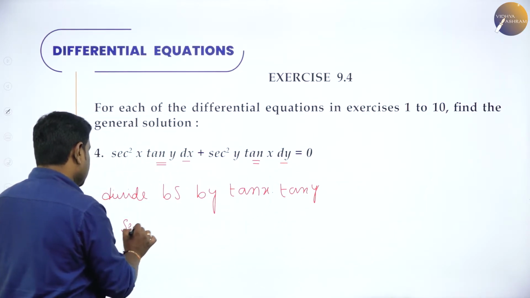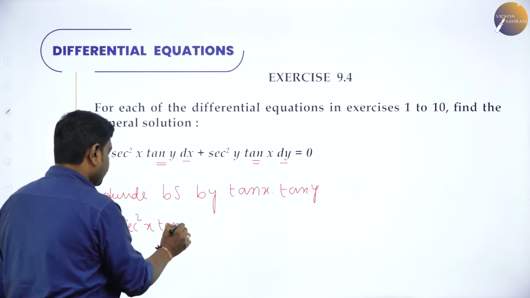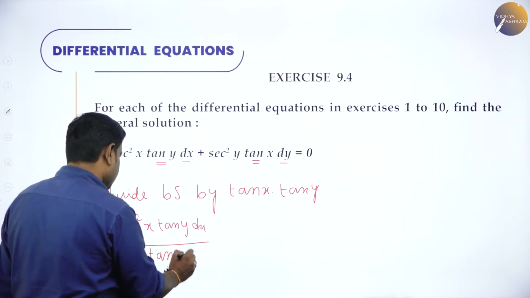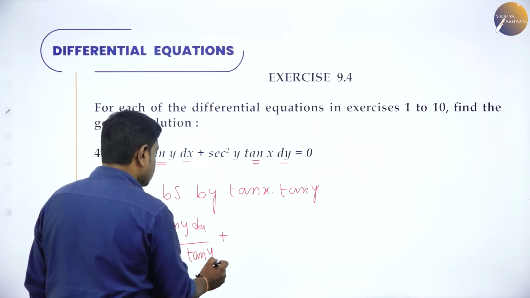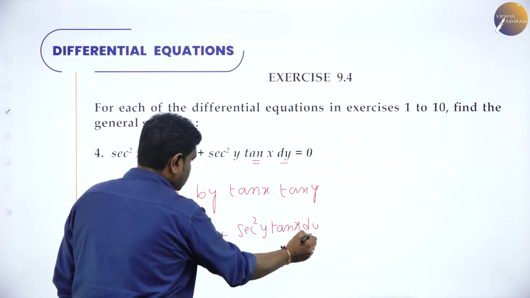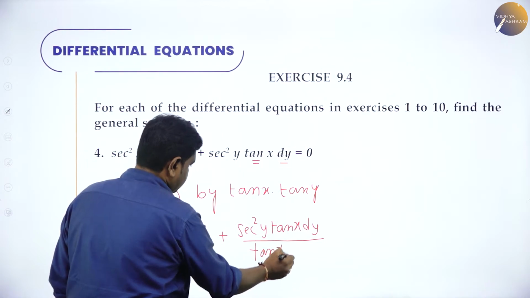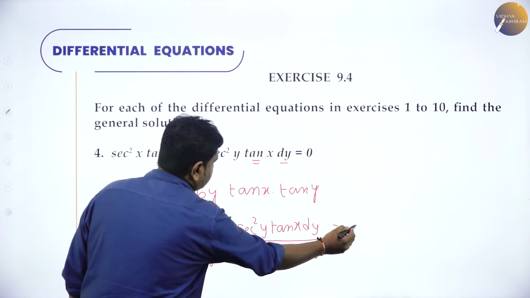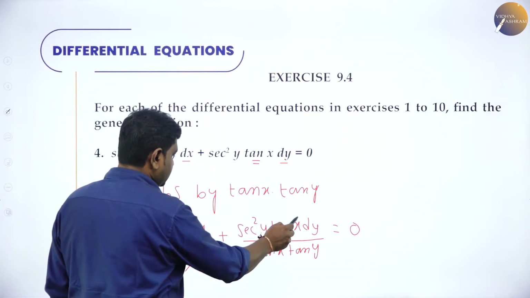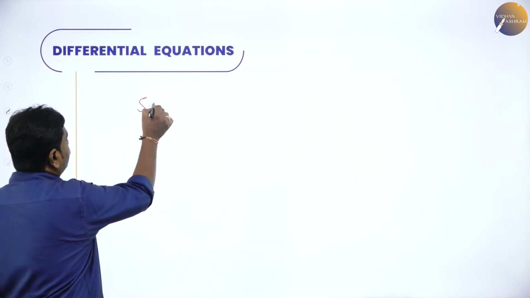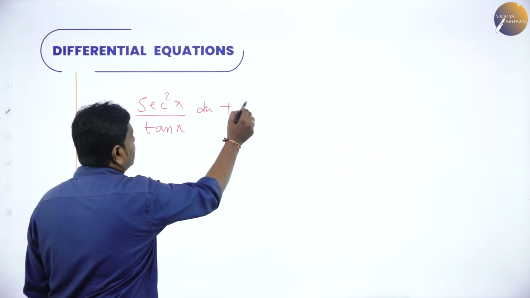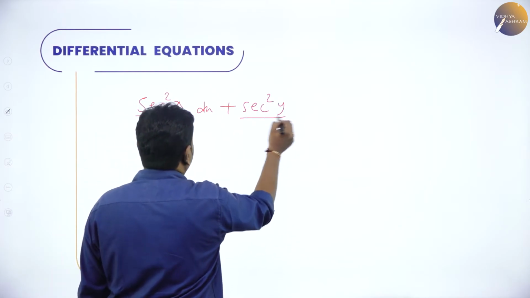So this will become sec²x tan y dx divided by tan x tan y, plus sec²y tan x dy by tan x tan y, equal to 0, since 0 divided by anything is 0. So now tan y cancels here, tan x cancels. So what is left out? We are left with sec²x by tan x dx plus sec²y by tan y dy.